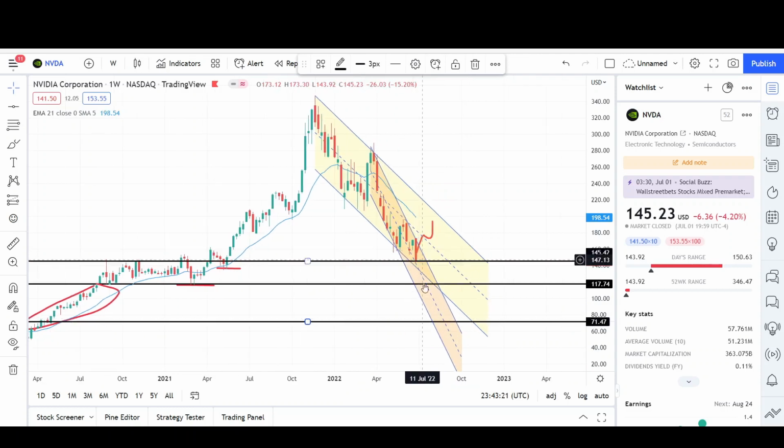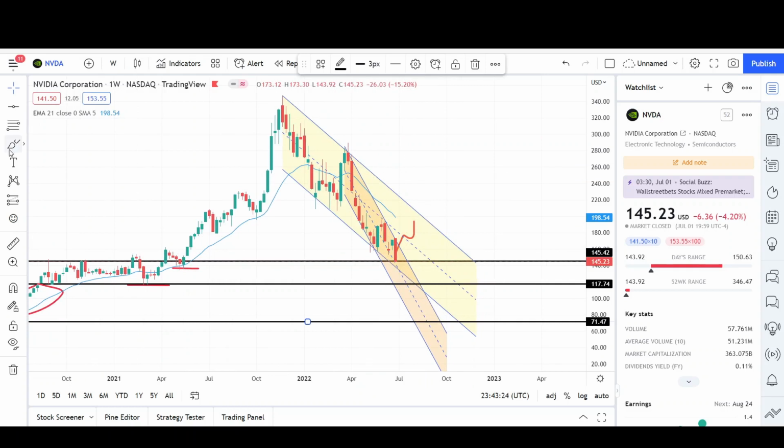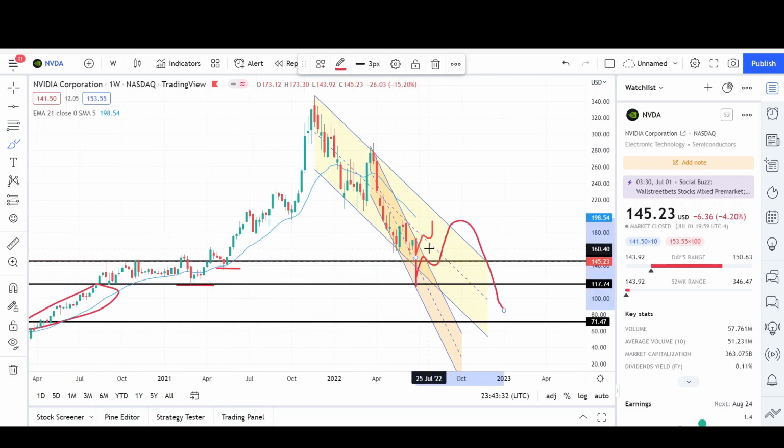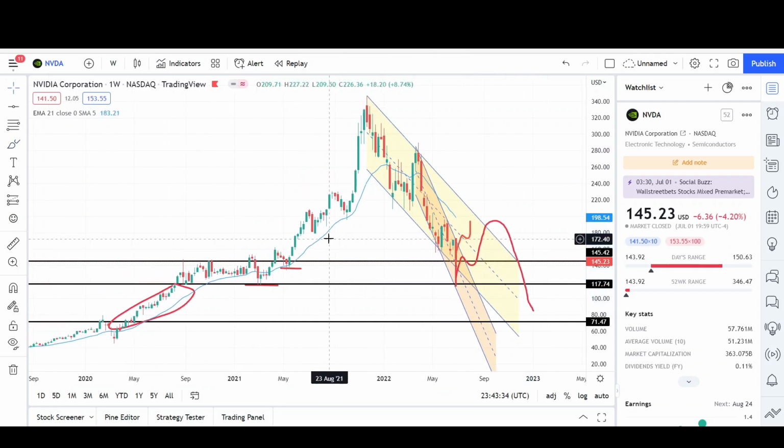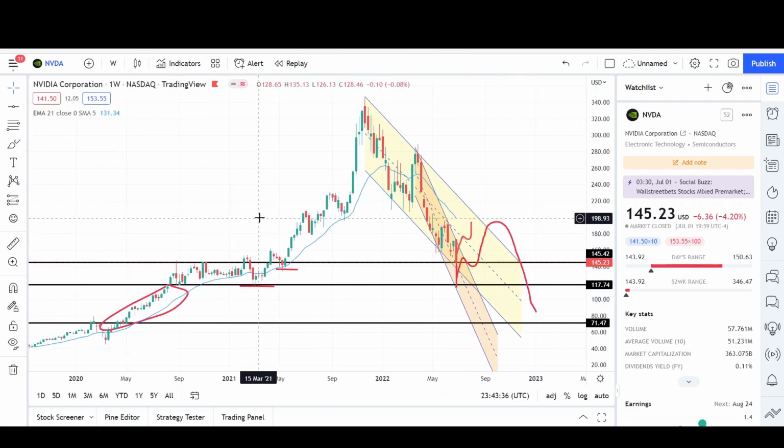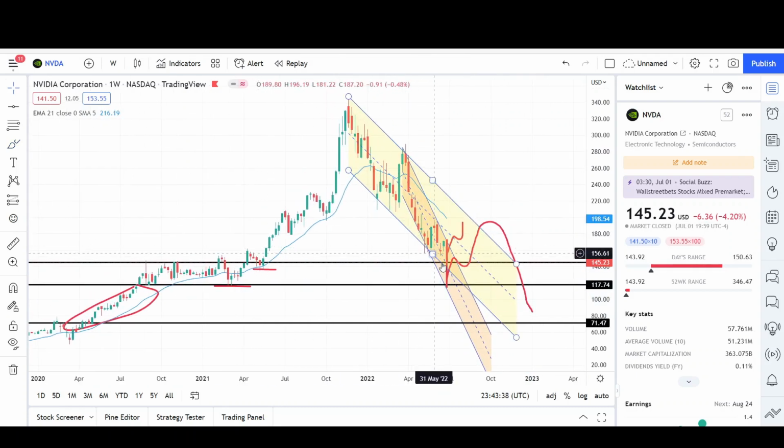So I don't think we're going to continually move down this angle. I think once we reach that one level, we'll probably see a bigger pullback, and be something like this, and then the final dump is what I'm expecting. So basically, I just see more downside for NVIDIA, and you should be prepared for no bottom to be formed until the price action shows otherwise.